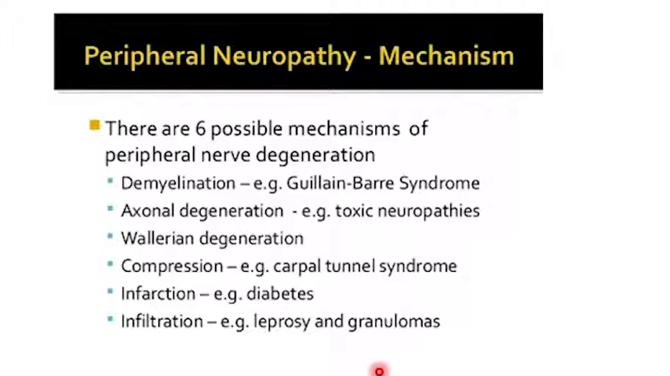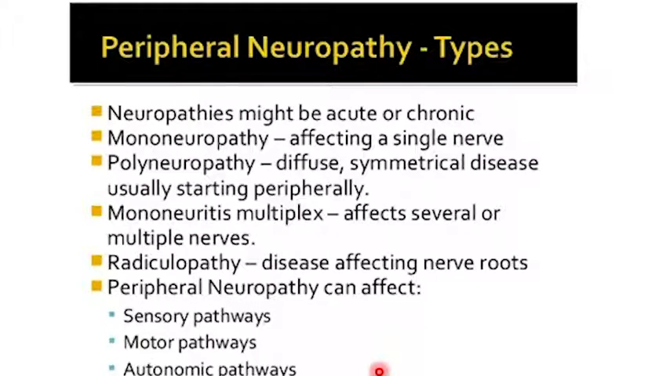What's Wallerian degeneration? Wallerian degeneration is, you cut the nerve, let's say at this level, and it degenerates backward. It goes down. At this point, we start getting degeneration. So, distal degeneration.